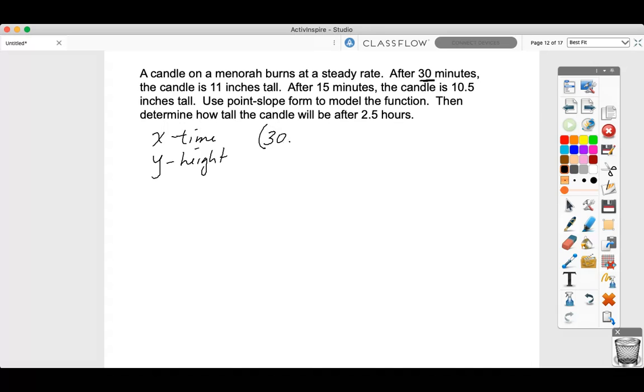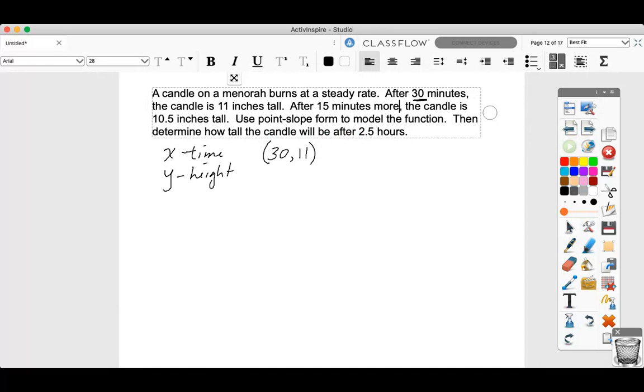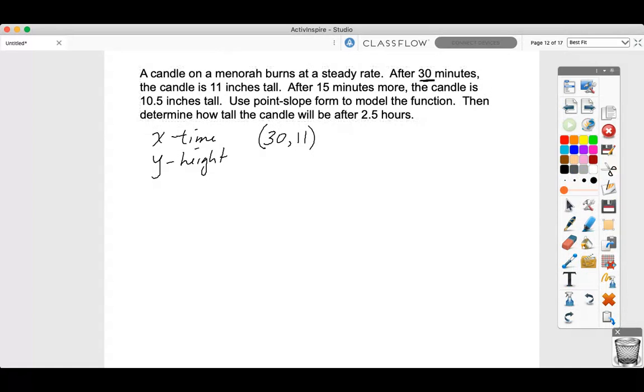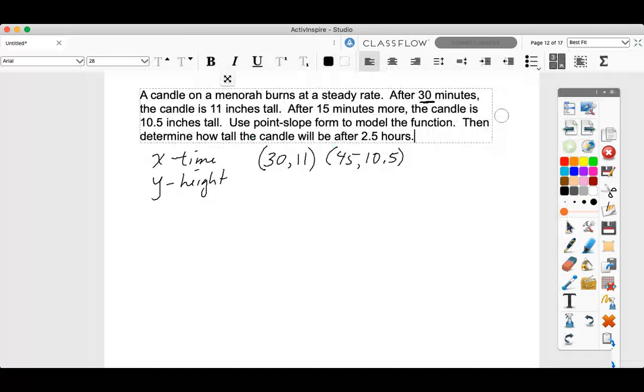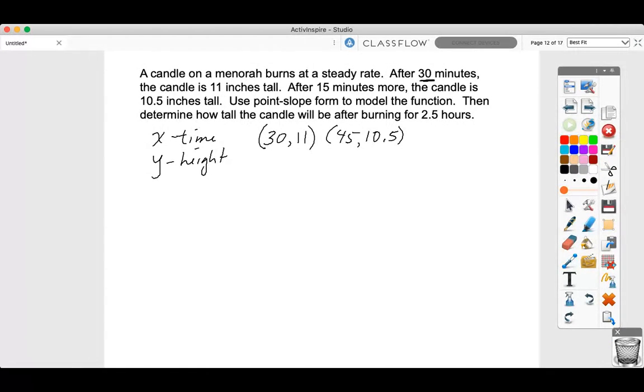We know that after 30 minutes, the candle is 11 inches tall. And I guess I should say after 15 more minutes, then the candle is 10.5 inches tall. So that tells us that after 45 minutes, the candle is 10.5 inches tall. And here we're going to say after burning for 2.5 hours. This 2.5 hours is going to be 2.5 hours total.